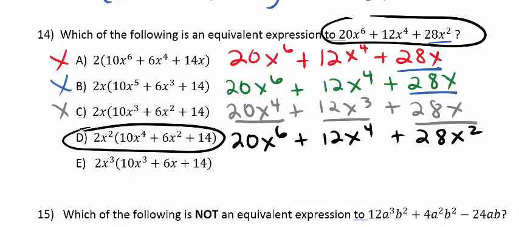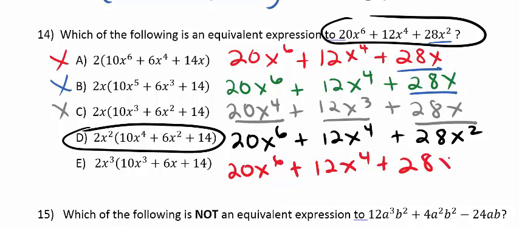It's always good to go ahead and do the next one just to make sure that it's not it and we didn't miss something. So 2x cubed times 10x cubed would be 20x to the 6th. And then we'd get 12x to the 4th. And then we'd get 28x to the 3rd. So this one's definitely not it either because we have an x to the 3rd here. So D is our answer.